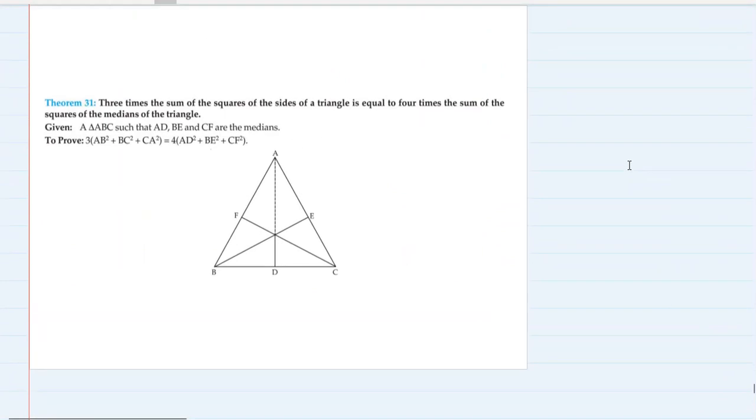Three times the sum of the squares of the sides of a triangle is equal to four times the sum of the squares of the medians of the triangle. Okay, so in this figure we have triangle ABC, in which AD, BE and CF are the medians. You have to prove that three times the sum of the squares of the sides is equal to four times the sum of the squares of the medians.